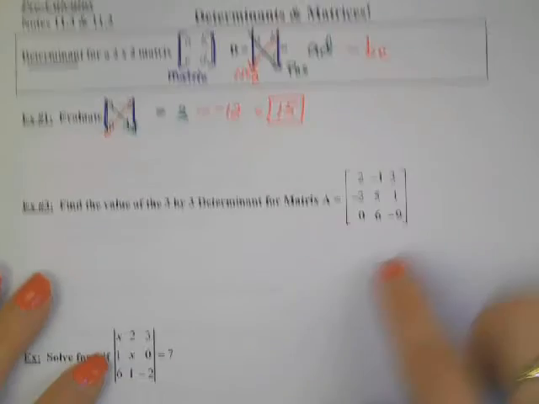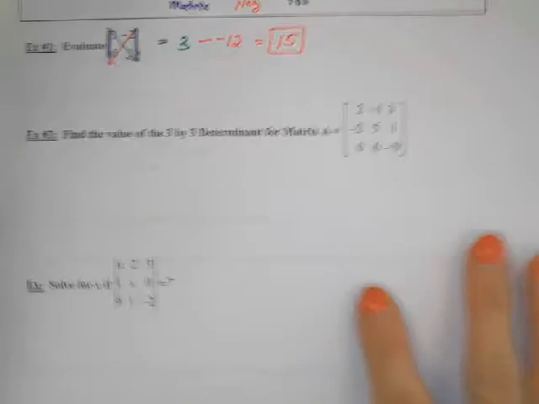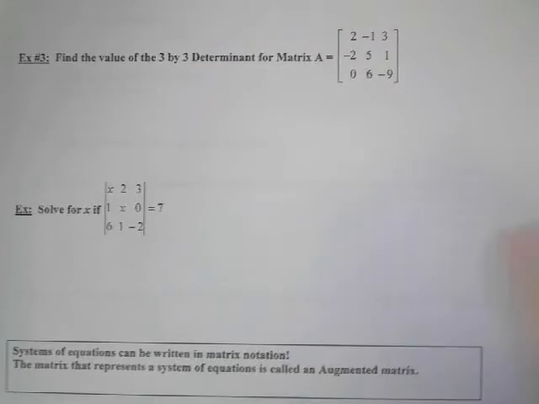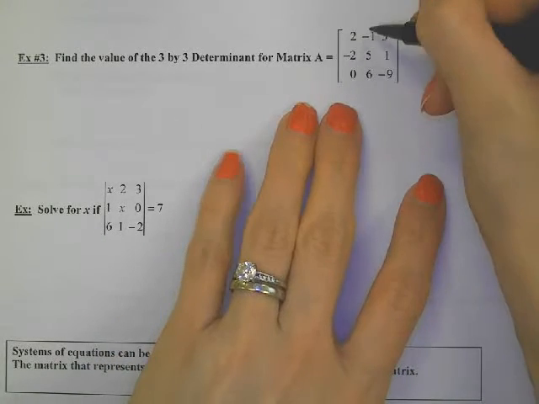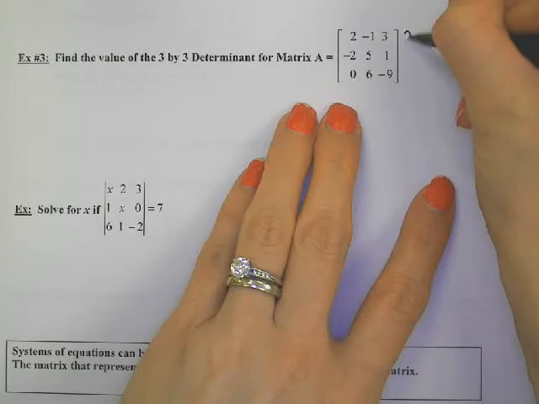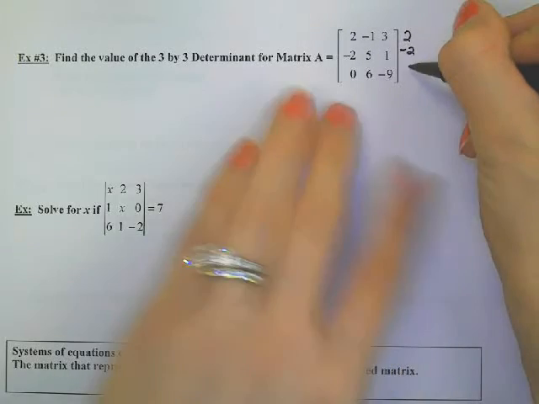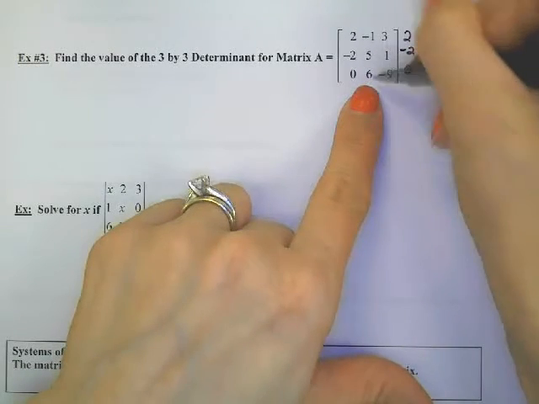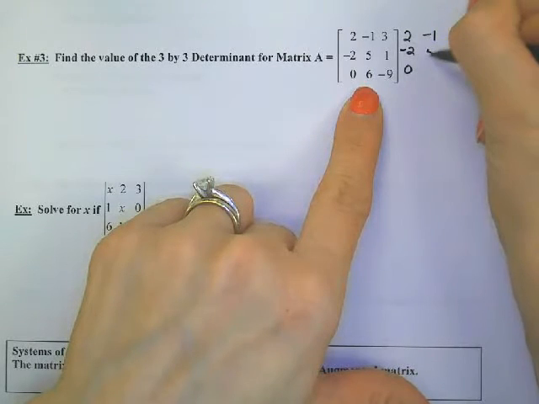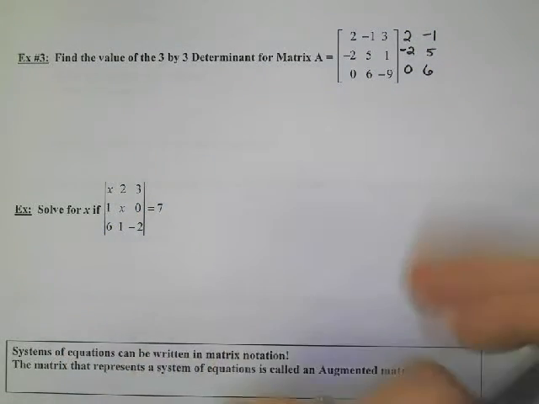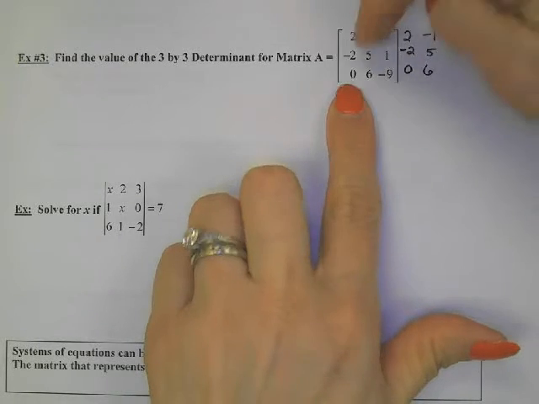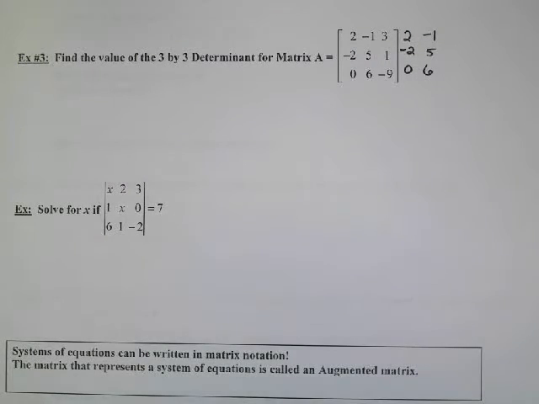Now, if the matrix is a 3 by 3, it's going to get a little fancier. So the first thing we have to do is take these first 2 columns and copy them outside. So there's the first column, and then let's take the second column and copy it. You're going to see why in just a second. We're going to need those values, the same values that are in the matrix, out there.